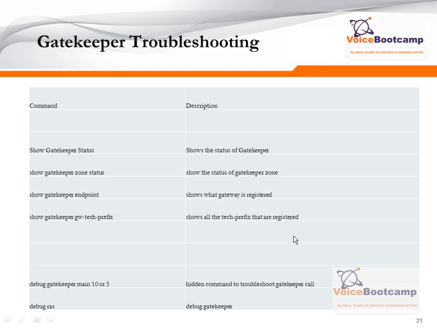Now debugging gatekeeper is a very important thing. Debugging gatekeeper helps you troubleshoot the calls and see why a call failed. So one of the most important debugs is debug gatekeeper main 10 or main 5. Obviously the 5 and 10 give you different levels of detail in the output. You can also do a debug RAS, which gives more detail on what is going on in terms of the gatekeeper packets. So these are some of the troubleshooting commands that can be used to ensure that the operation of the gatekeeper goes smoothly. So what I'll do right now is show you the configuration of the gatekeeper.